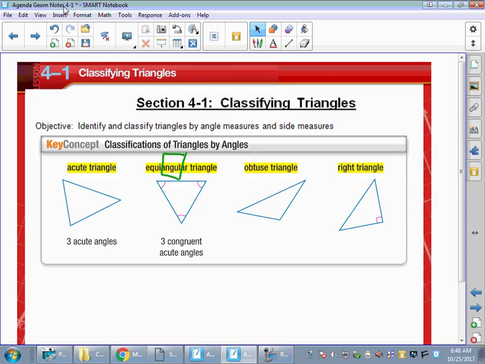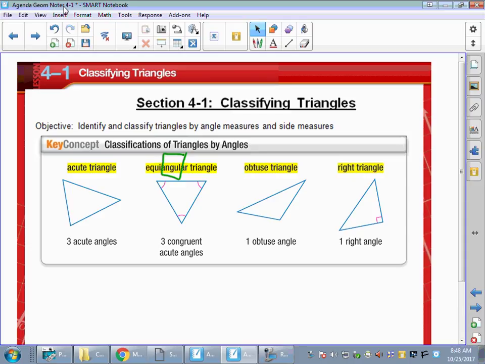An obtuse triangle, I know you know this because we talked about obtuse angles in general. One obtuse angle. There's actually some postulates and theorems that talk about the other 2, but one obtuse angle. And a right triangle has 1 right angle. Well, you're getting down your descriptions and diagrams.